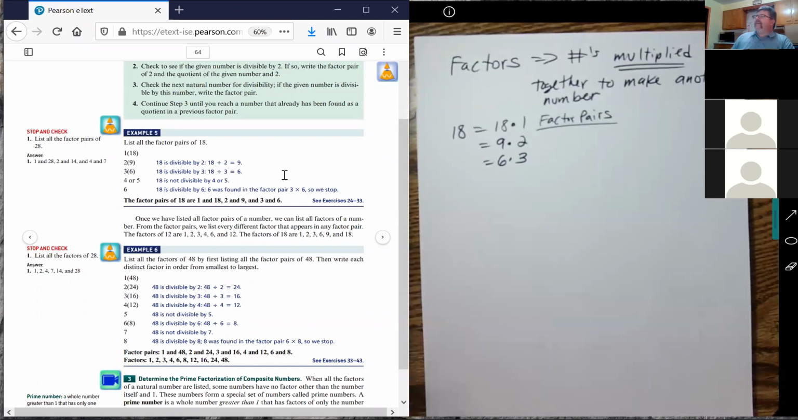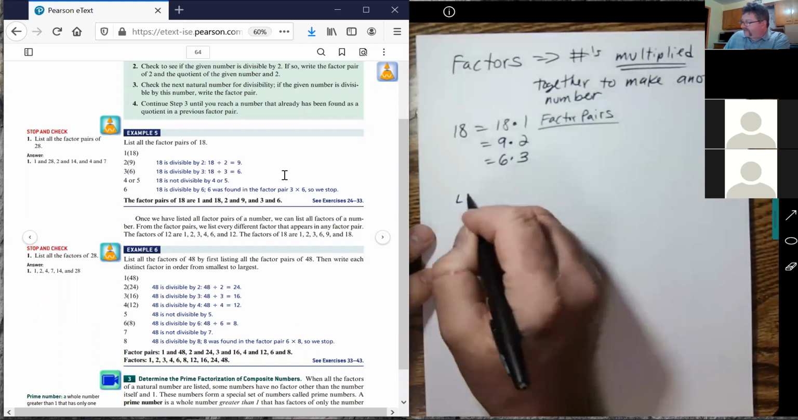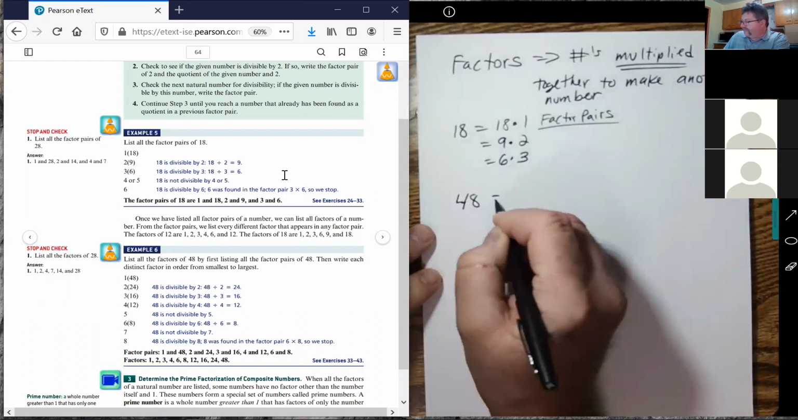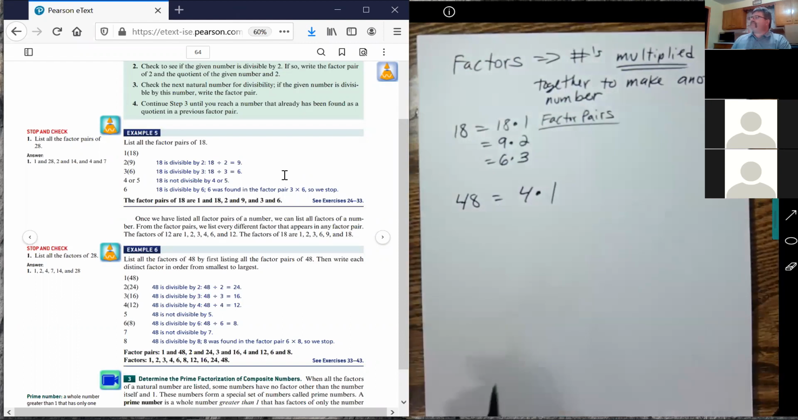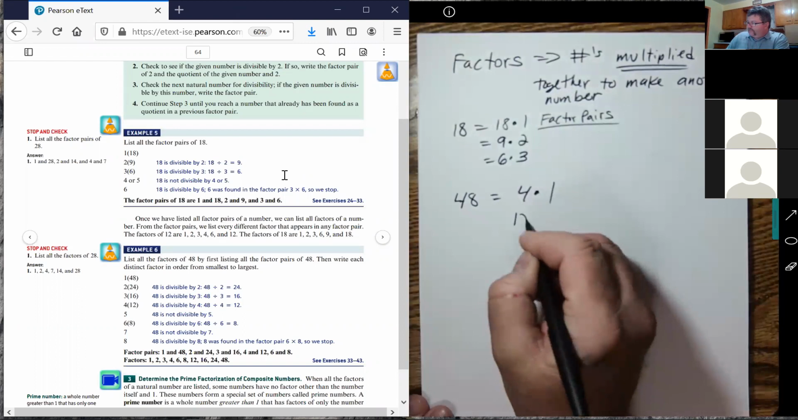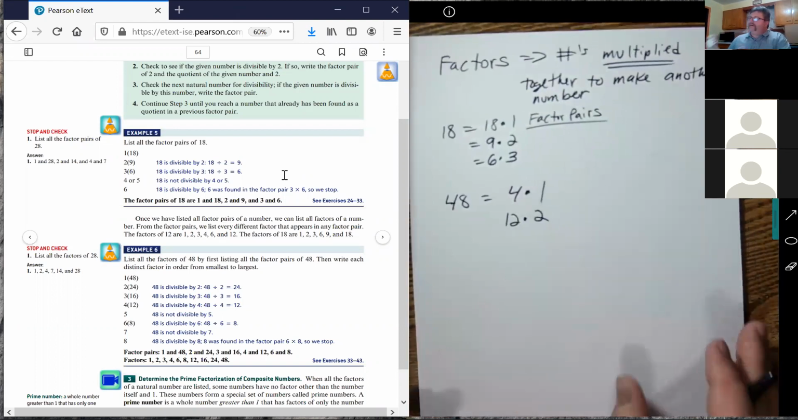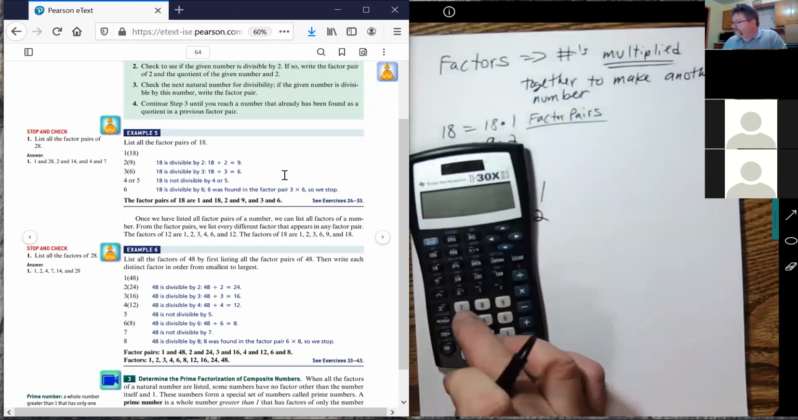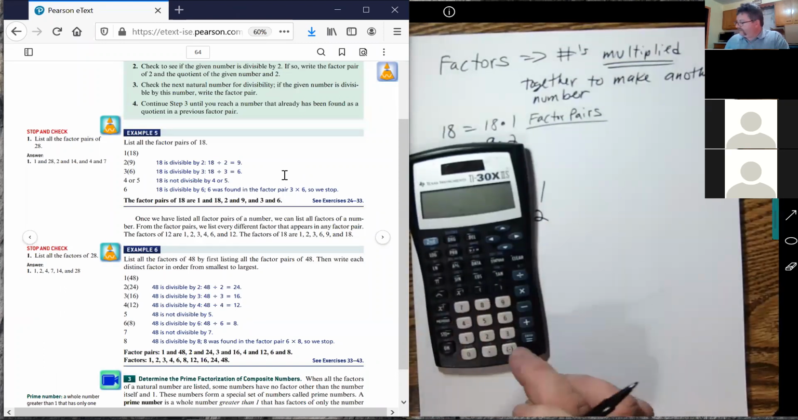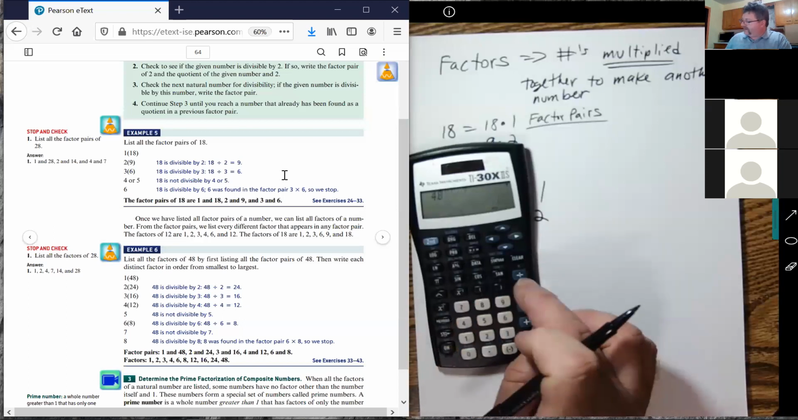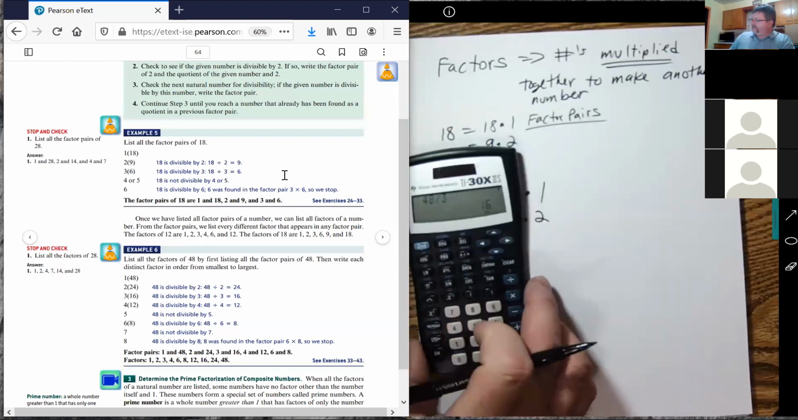So example 6 says, let's list all the factor pairs of 48. So you just ask yourself, how do you make 48? Well, there's always 48 times 1. Just start thinking about it. It's an even number, I can divide by 2. So 12 times 2 is 48. What about 3? Some of these we might have to stop and think about a minute. Does 48 divide by 3? If we're not sure, we run over here to the calculator, and first, we figure out how to turn the darn thing on. We say, oh yeah, it does. 16 times 3.